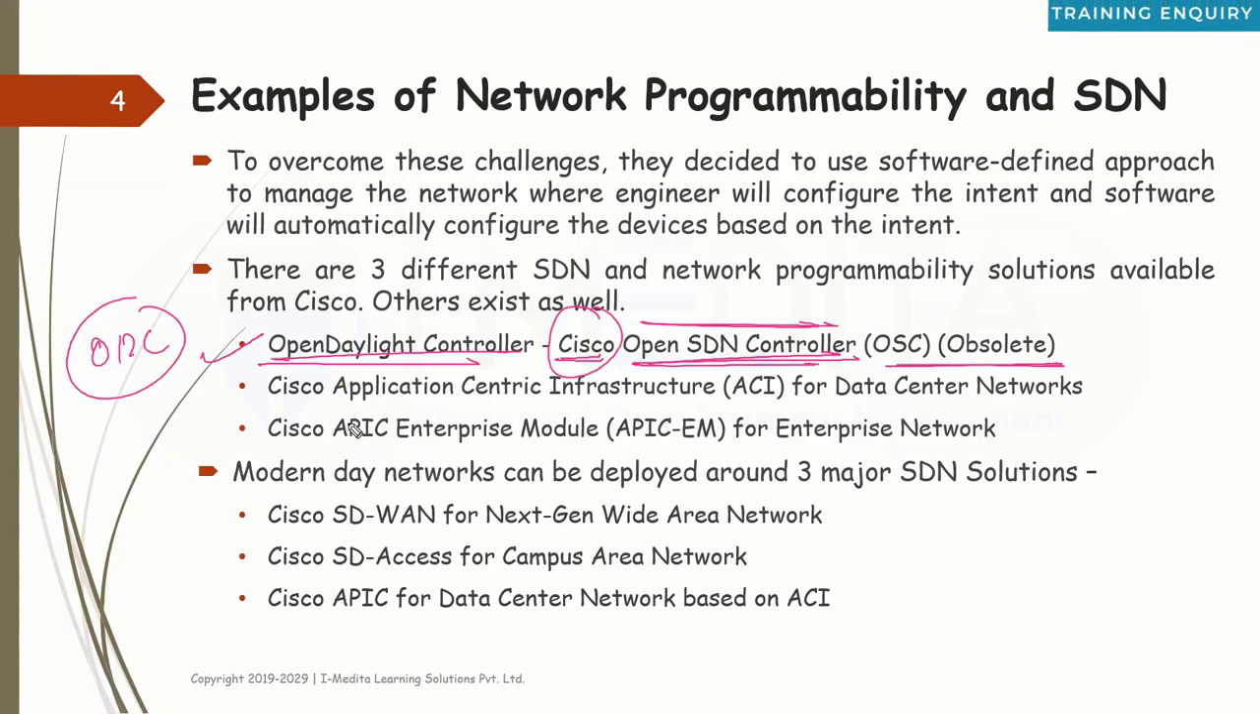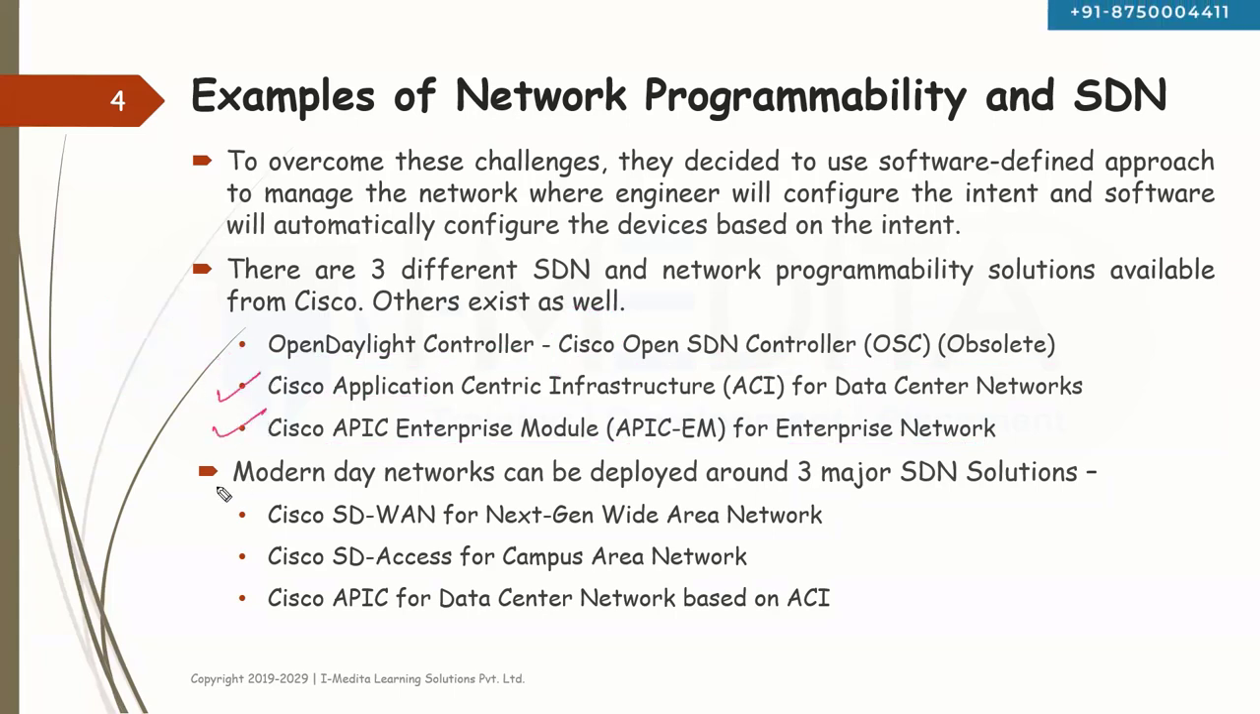Then they have Cisco ACI, Application Centric Infrastructure, for the data center network. And they have the APIC-EM controller for the enterprise network. There is a controller for data center infrastructure, and there is a controller for the enterprise network as well. The OpenDaylight controller was something that Cisco used to offer earlier. It has gone obsolete nowadays.